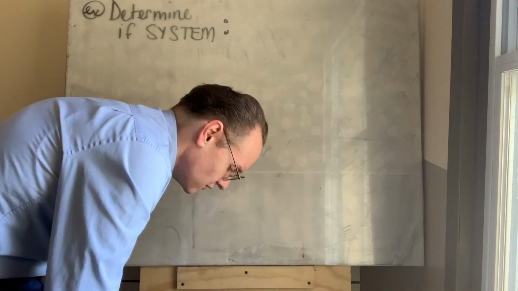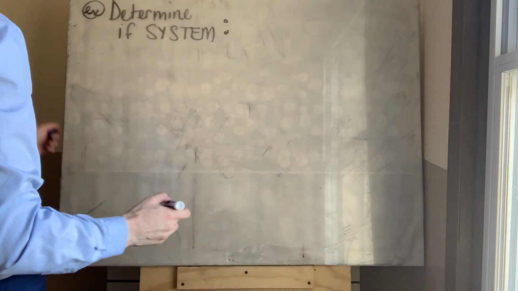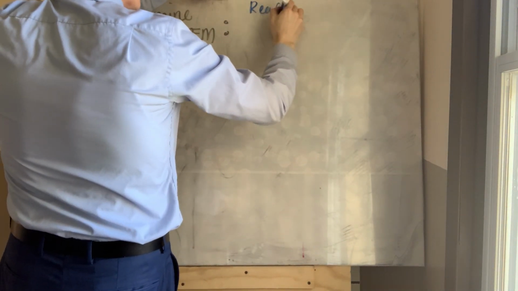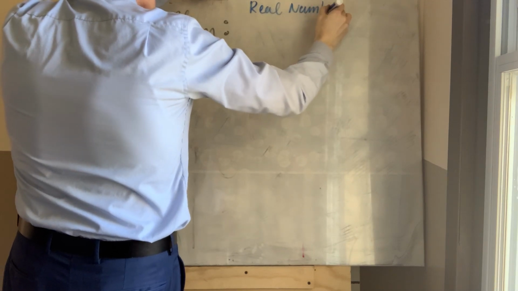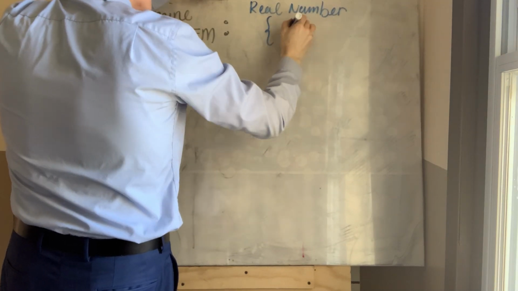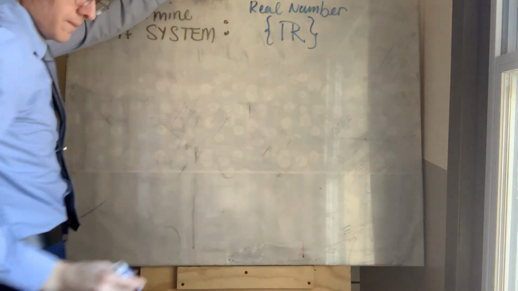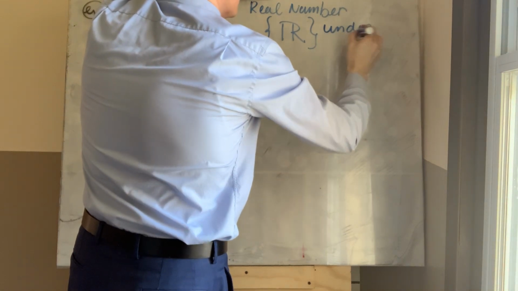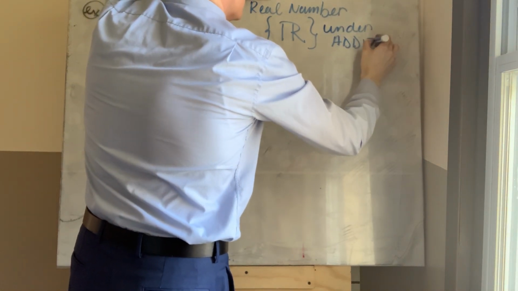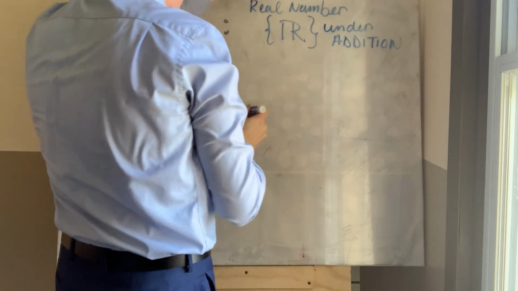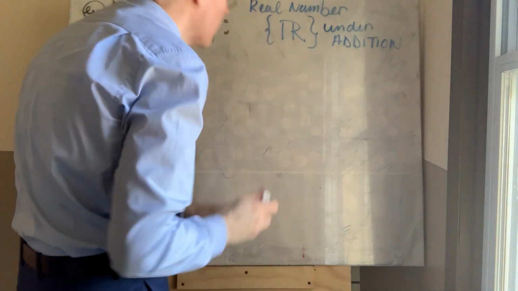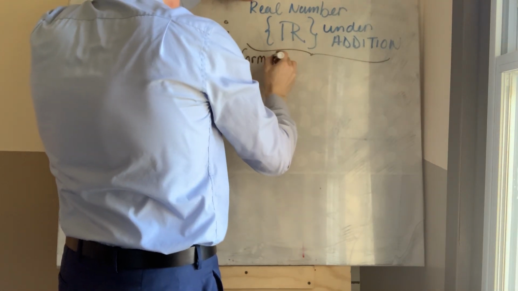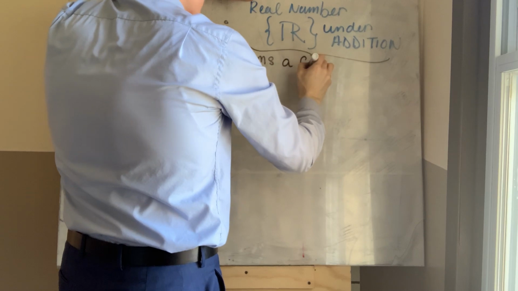Okay, let's see, determine if the system of real numbers under addition forms a commutative group.